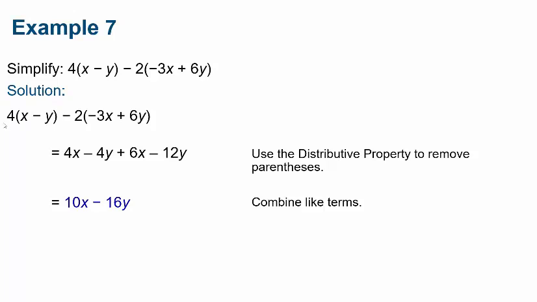Okay, so watch how I distribute. 4 times x gets me 4x. 4 times minus y is minus 4y. Now, this negative here goes along. Whenever there's a negative, it goes with it. So remember what I said when you have a negative outside of parentheses. It's going to change all the signs.